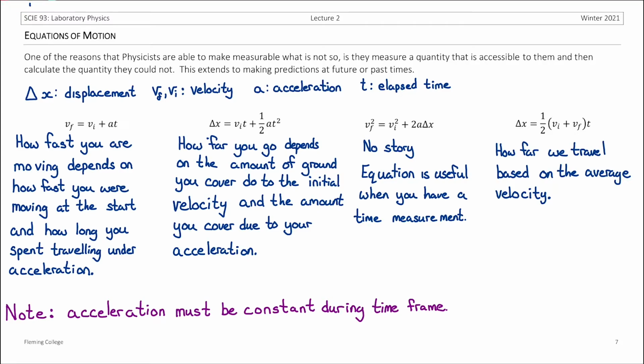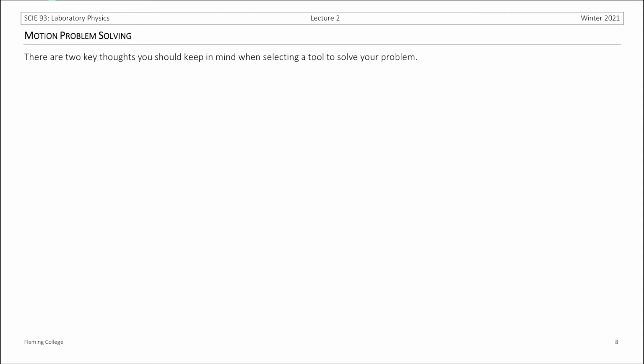Your textbook goes through the derivation of each of these formulas. I won't expect you to be able to reproduce those steps. However, you should review that portion of the reading, as the steps they use can come in handy when you try to solve a problem. With these equations, there are two key factors that we want to think about when it comes to solving problems that involve motion.